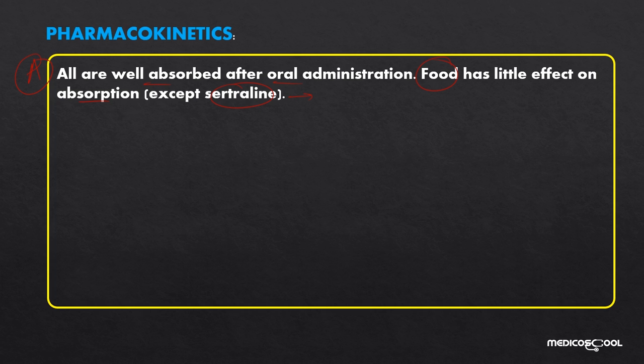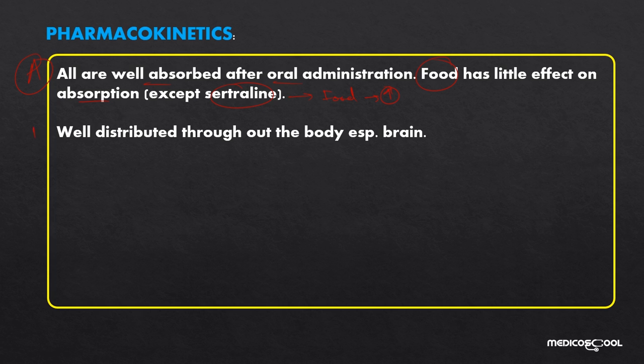food does not affect the absorption of the SSRIs except for sertraline. In sertraline, food increases the absorption. The second important point is regarding distribution: they are all well distributed throughout the body, especially the brain, which is the main site of action for the antidepressant SSRIs.